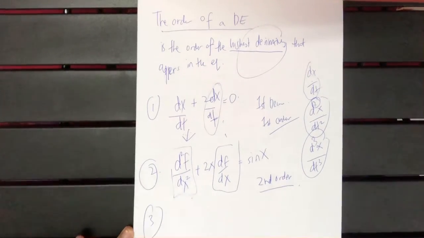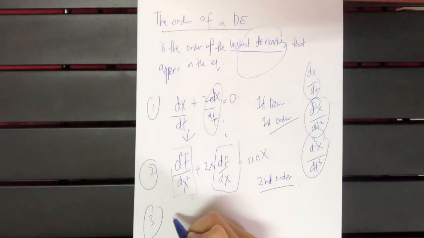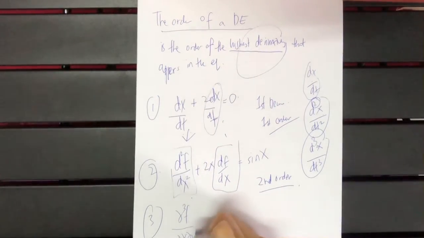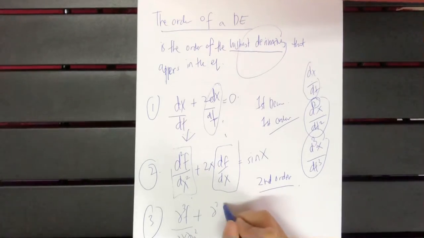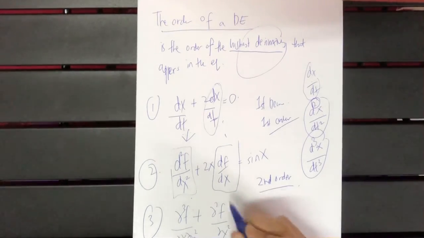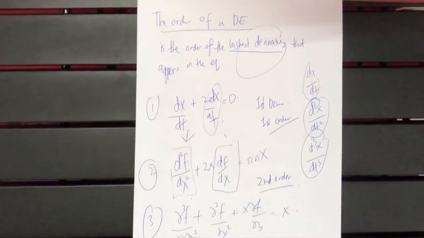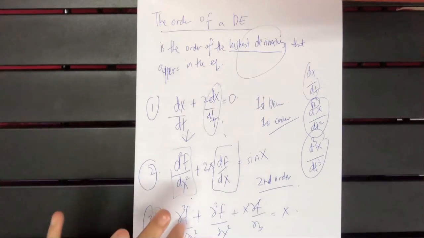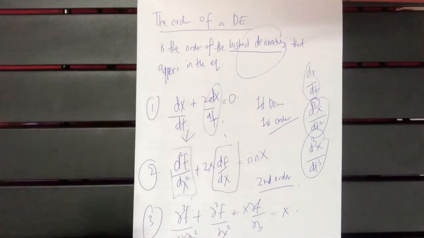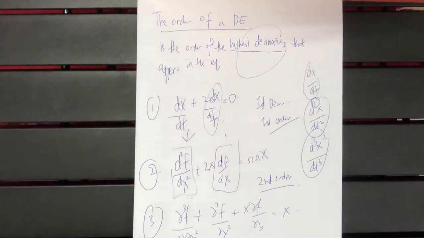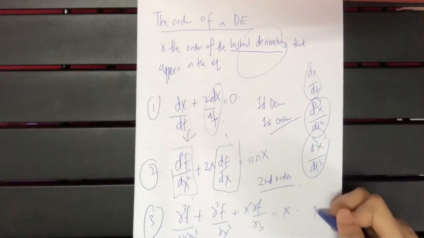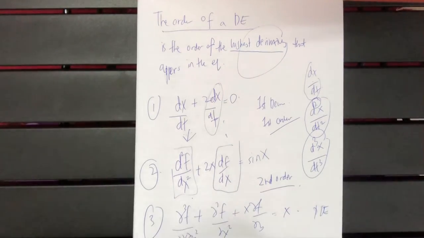Okay, now the next example. Let's say you have d³f/dxdy² plus d²f/dx² plus x df/dy equals x. So f here is a dependent variable, and x and y are independent variables. They have two independent variables, therefore this is a PDE. Now back to the topic: what is the order of this equation?